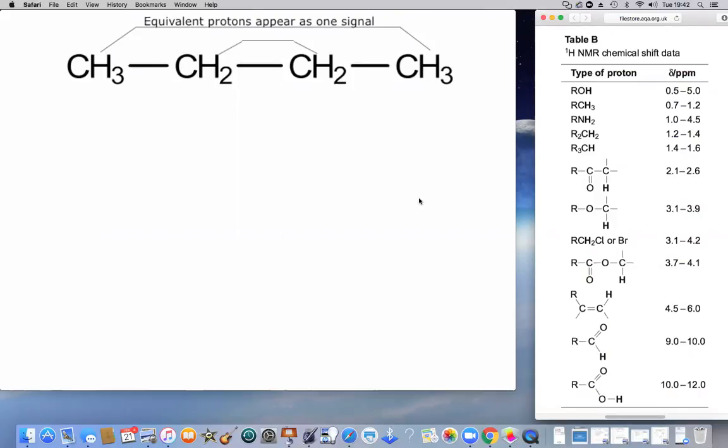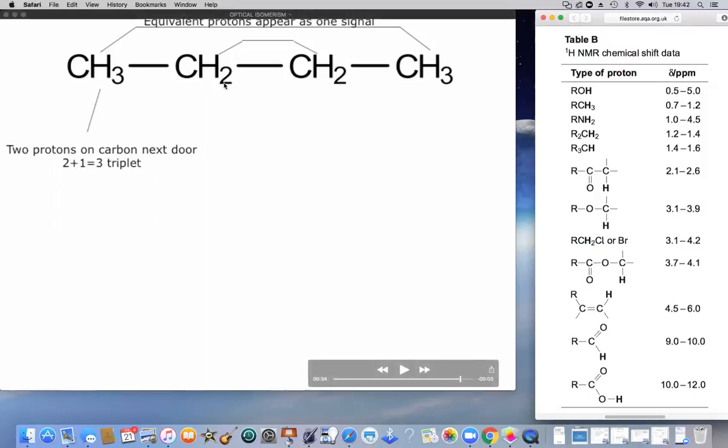So what about the spin-spin coupling patterns? Well, if we look at the methyl group on the left, and remember the one on the left and the one on the right will appear as a single signal. So we look at them one at a time, and we say that there are 2 protons on the carbon atom next door, i.e. this one here. Apply the n+1 rule, 2 + 1 makes 3. These protons will appear as a triplet.